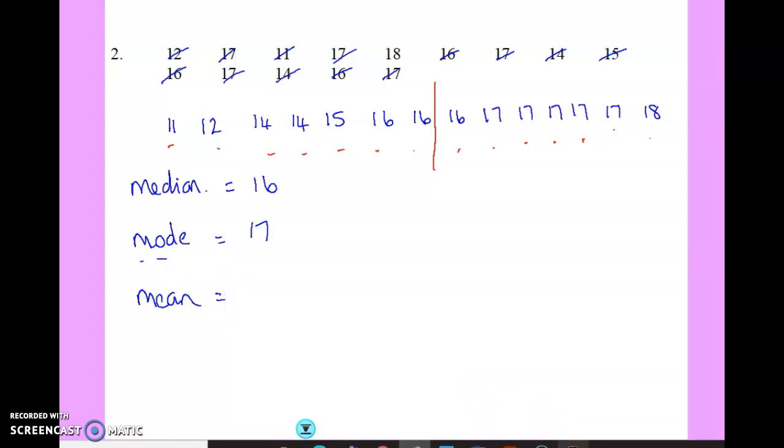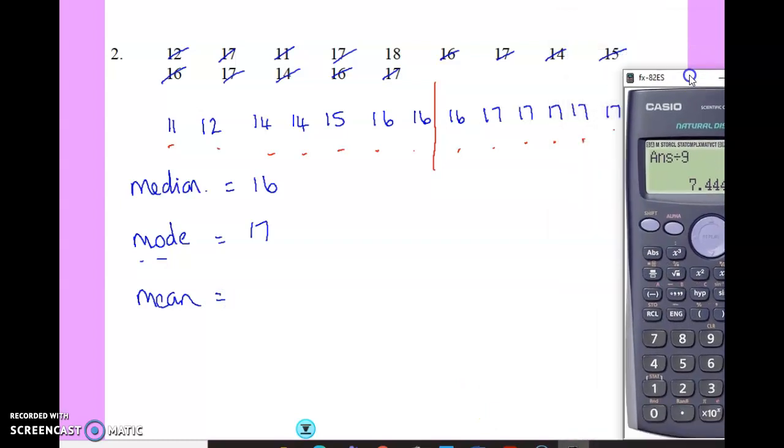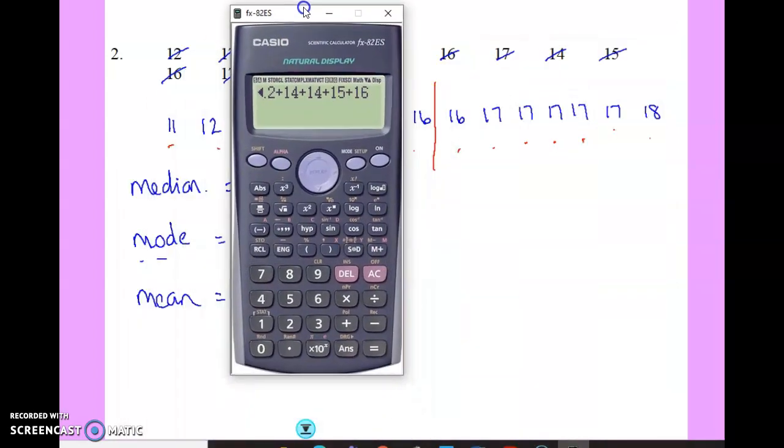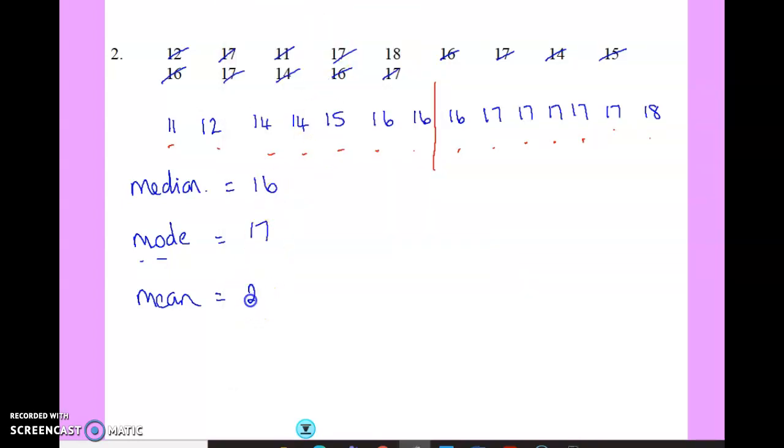Mean, let's add them up. Do half at a time. So 11, add 12, add 14, add 14, add 15, add 16. No, I need another 16. Add 16. This side then, add 16, add 17 5 times, or you could just add 85. And 18. 217.